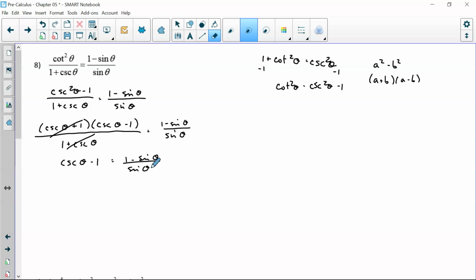Weird. Now, cosecant, that's 1 over sine. So what we have here is 1 over the sine of theta minus 1 over 1. And you'll see why I did that in a moment. 1 minus sine theta over the sine theta. In order to add fractions, we must have a common denominator. 1, we'd multiply by sine theta over the sine of theta. So we're left with 1 over the sine theta minus sine theta over the sine theta.